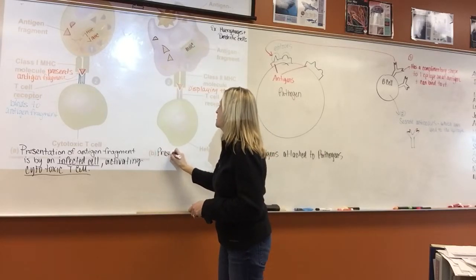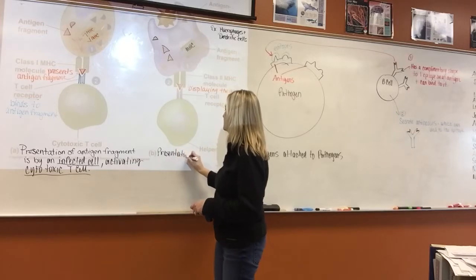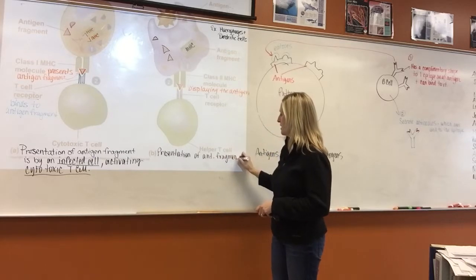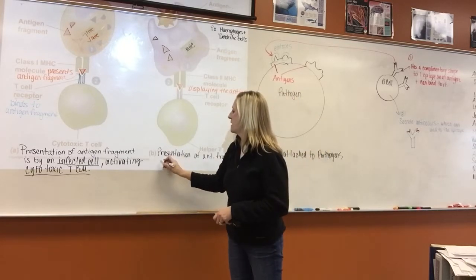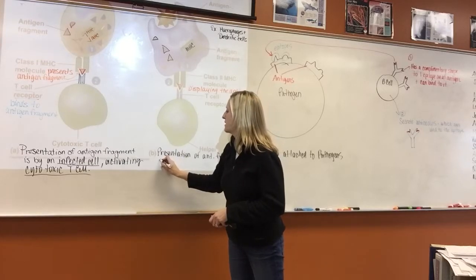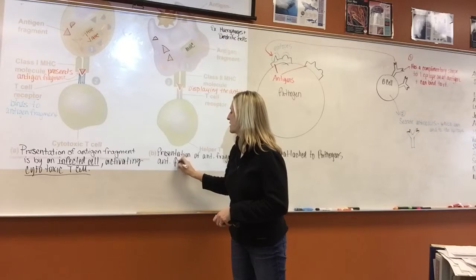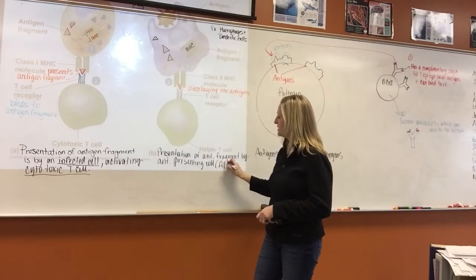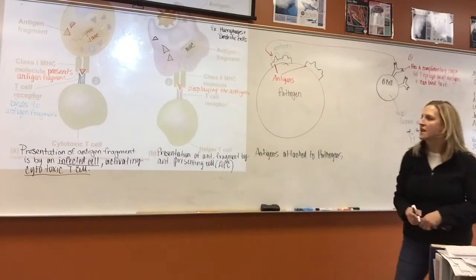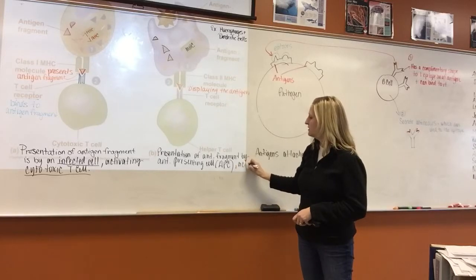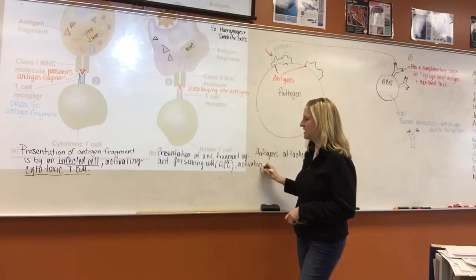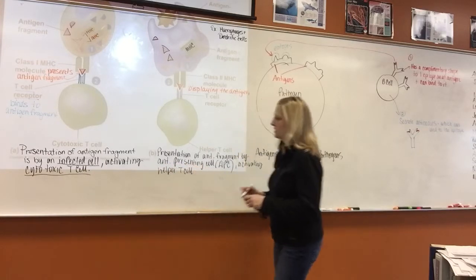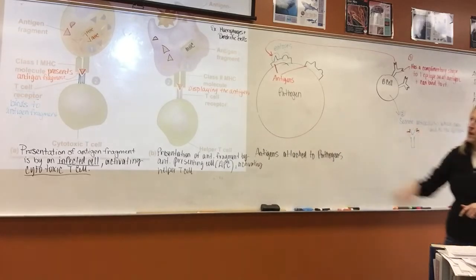So this is the presentation of the antigen fragment by, I'm going to write, I guess I can write antigen presenting. Sometimes they abbreviate these cells, APC, antigen presenting cell, activating a helper T cell. So they have different end results.